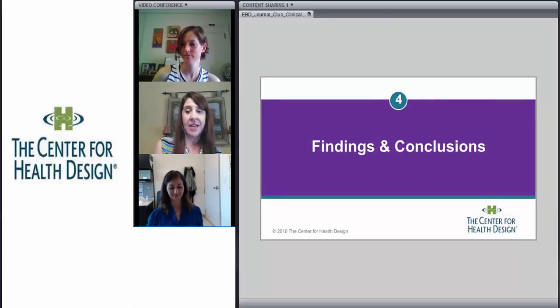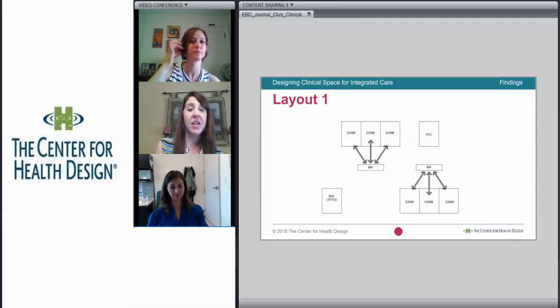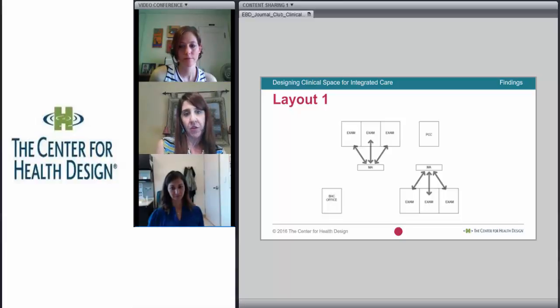Yeah. So this does bring us to the findings and conclusion section. So with the help of Brianna, you found these two different kinds of layouts. Could you explain both of those a little bit? Absolutely. Yeah. So two general layouts emerged across these practices.